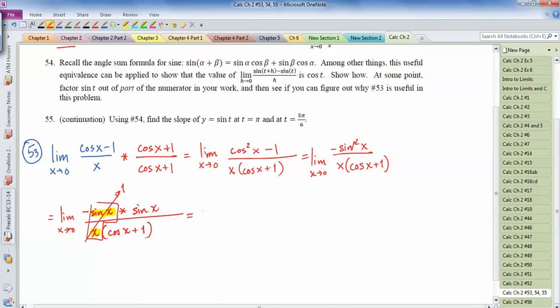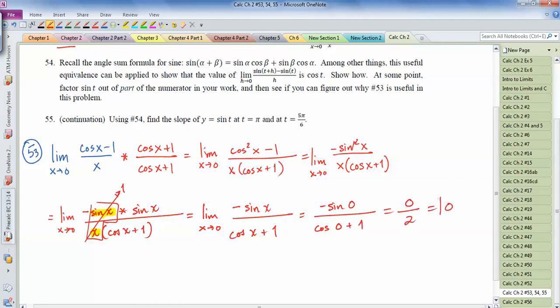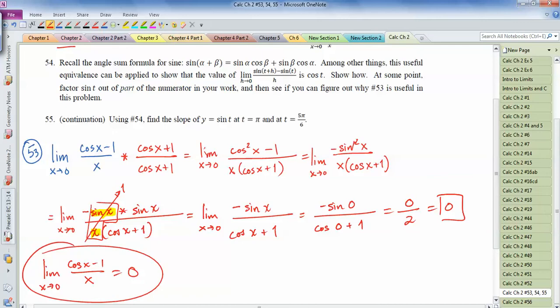So what we're left with now is the limit as x goes to 0 of negative 1 times sine x over cos x plus 1. And at this point, you can actually plug in the zeros. We get negative sine 0 over cos 0 plus 1, which is 0 over 2, which is 0. Okay, so what we know now is that the limit as x goes to 0 of (cos x minus 1) over x equals 0. That's the conclusion from 53.